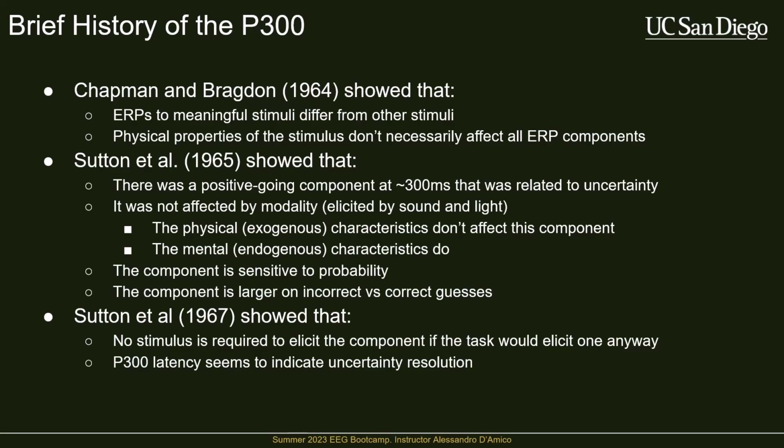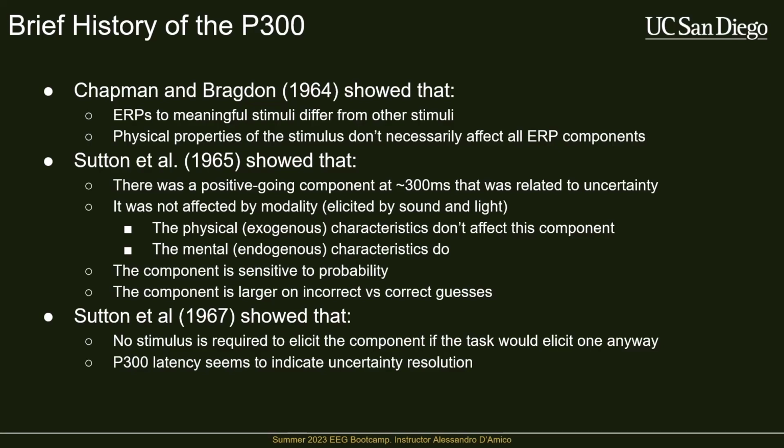The first study that really found something that seemed to be related to a P300 was Chapman and Bragdon way back in 1964. Most people, when they're talking about the history of the P300, do not reference this paper. The only person I've ever seen who talks about this paper is Marta, but she's also very thorough and was doing this type of research at the time, so she knows. Most researchers start with Sutton et al., 1965.